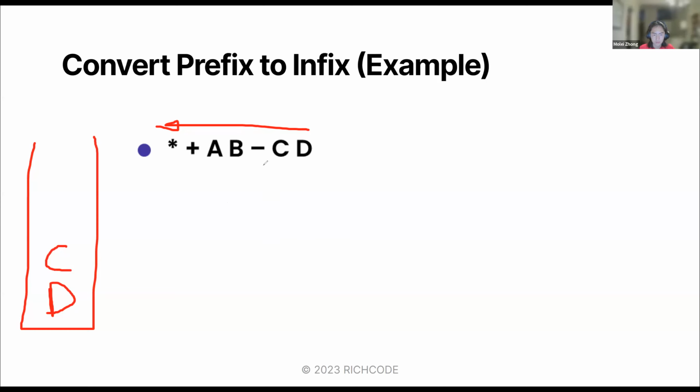And then we have a minus. Since this is an operation instead of an operand, we have to take out these two elements and then combine them together using the operation. So then we have C minus D, right?